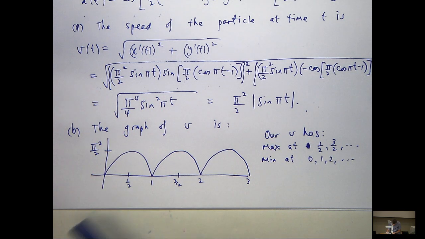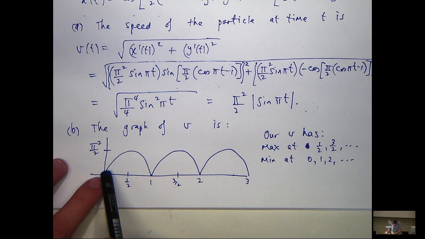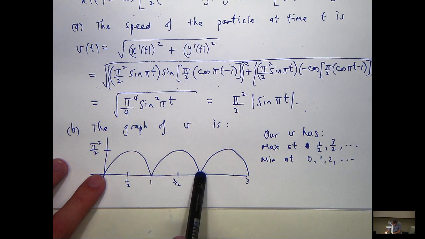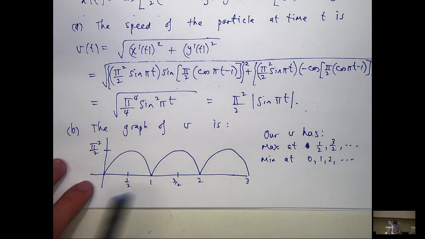Okay. Now, believe it or not, this graph in B is going to help us sketch the graph of the trajectory, so the path that the actual particle follows. Okay, you can see that the velocity starts at 0, it goes up to pi squared on 2, then it goes back down to 0. So at t equals 1, t equals 2, t equals 3, the particle stops.